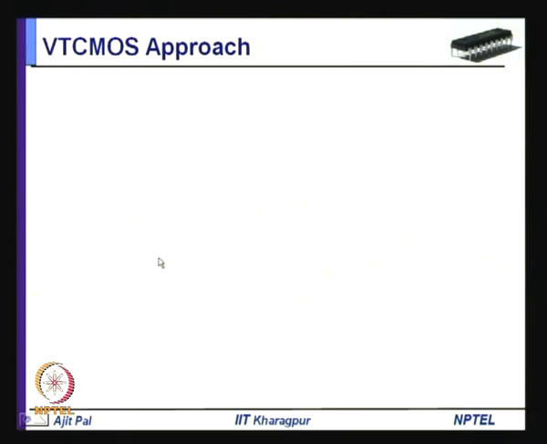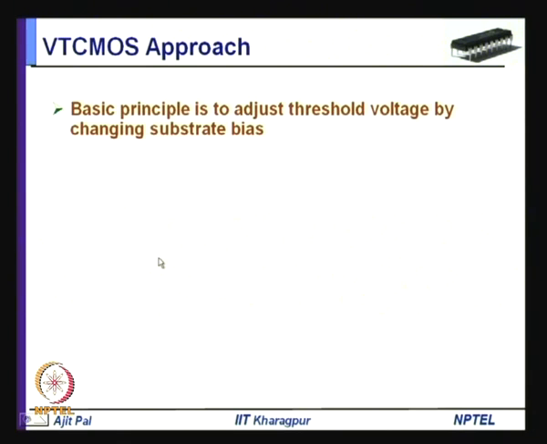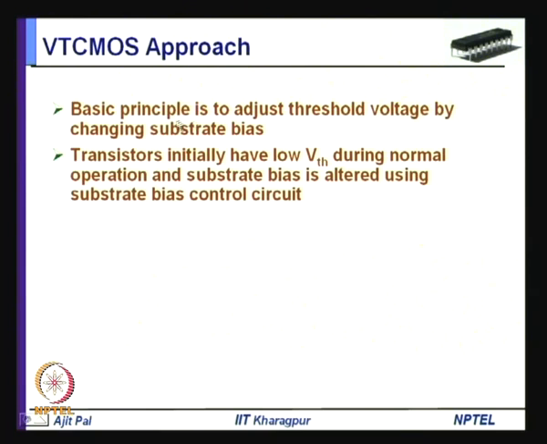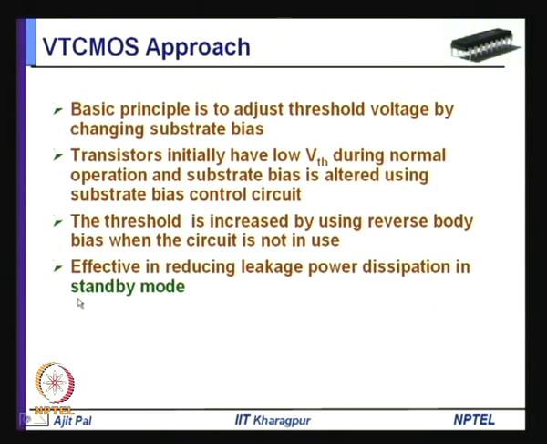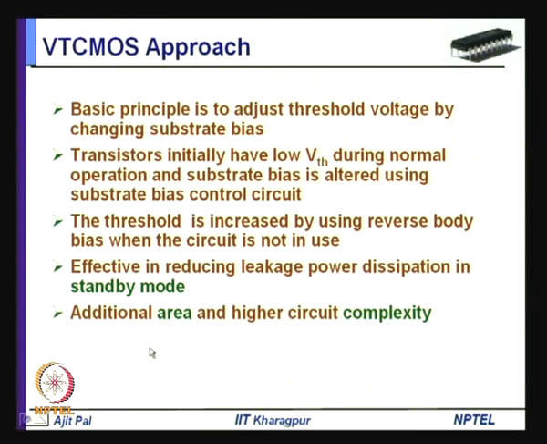Okay, coming to the now. Okay, I have already explained all these things. The basic principle is to adjust the threshold voltage by changing the substrate bias. Transistors initially have low VT during normal operation, and the substrate bias is altered by using a substrate bias control circuit, and the threshold is increased by using reverse body bias when the circuit is not in use. I have already explained that. So, this is effective in reducing leakage power dissipation in standby mode.